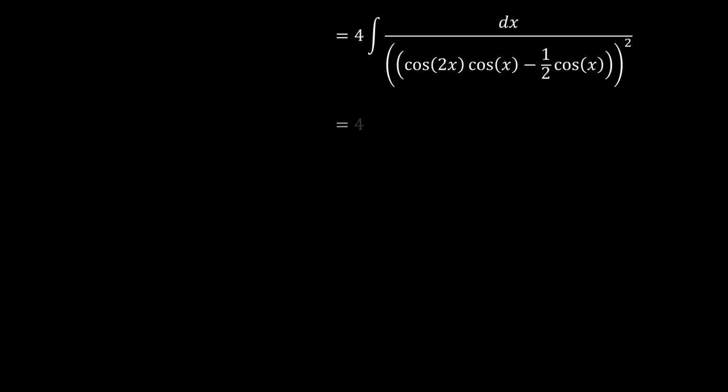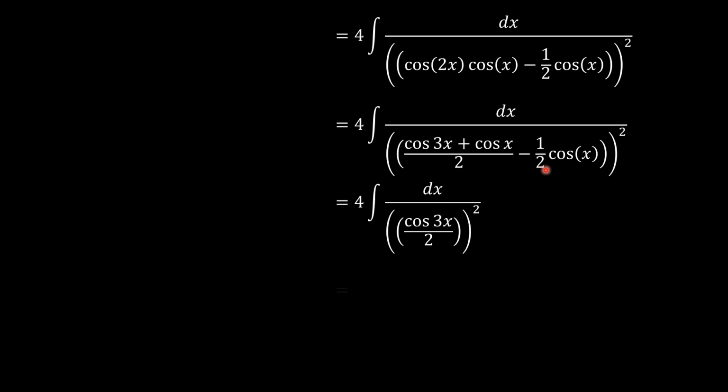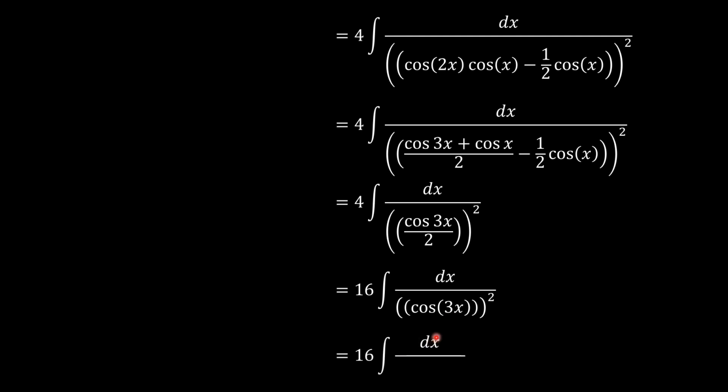So let's put that into writing. So we have 4 times 1 over cosine 3x plus cosine x over 2 minus a half cosine x, right? And so this and this cancel each other. So you have cosine 3x over 2, pull the 2 out, square, 16, and we have cosine 3x. You square that, we get 16 times 1 over cosine squared 3x.